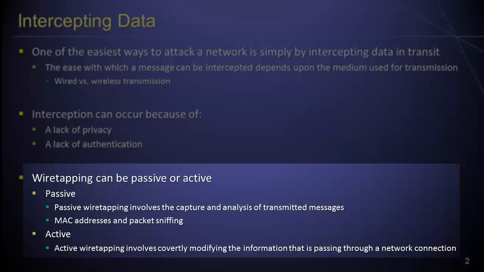As opposed to simply gathering and analyzing information, active wiretapping involves covertly modifying messages in transit or fabricating false messages. The purpose of active wiretapping is to gather more information or to effect different outcomes than what could otherwise be achieved through the use of passive wiretapping.